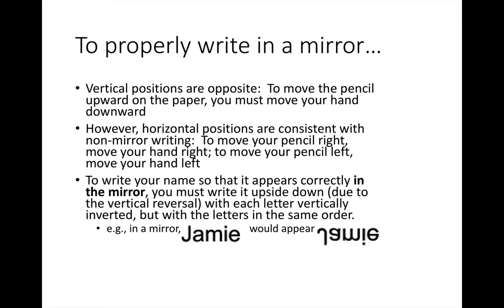And the question is, what if I had put up this slide first and told you that to properly write in a mirror, you need to realize that vertical positions are opposite, but horizontal positions are consistent? So to write your name, if my name is Jamie, then my name would appear as it does there in the mirror. Do you think this would have made it any easier? And you might be thinking, oh, maybe. I guarantee you if you went and tried it again right now, knowing this information, it would be just as hard. So why in the world can we not learn how to change our behavior so that we can do it correctly the first time in the mirror?